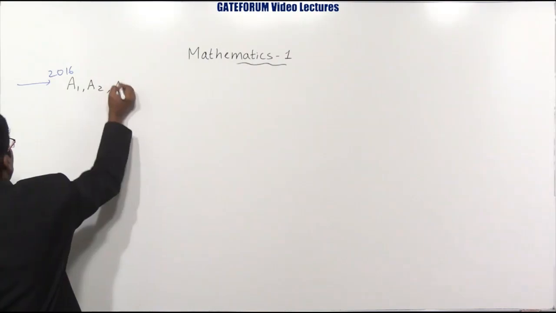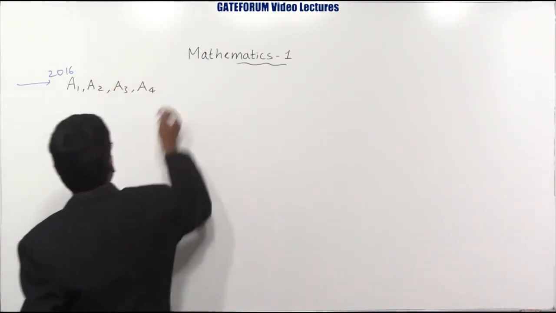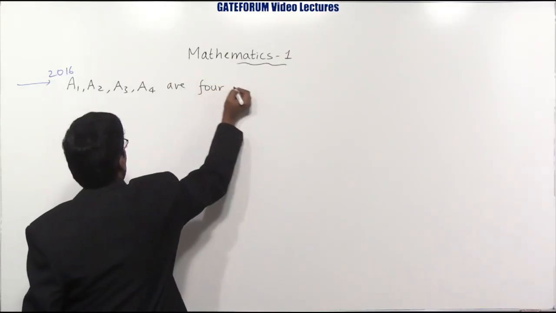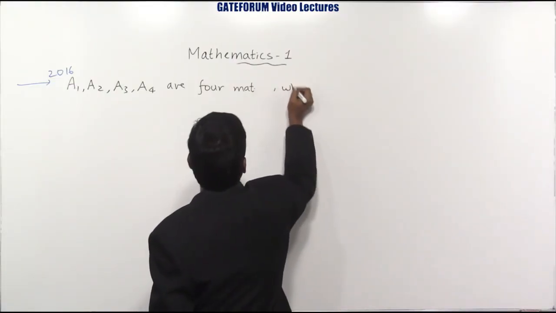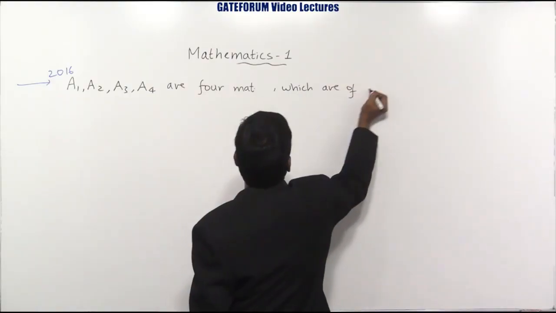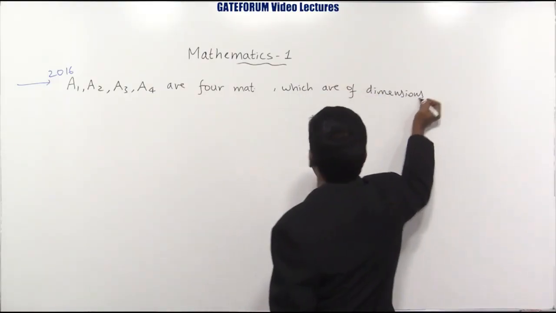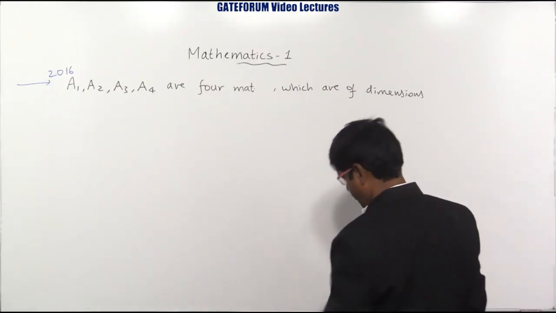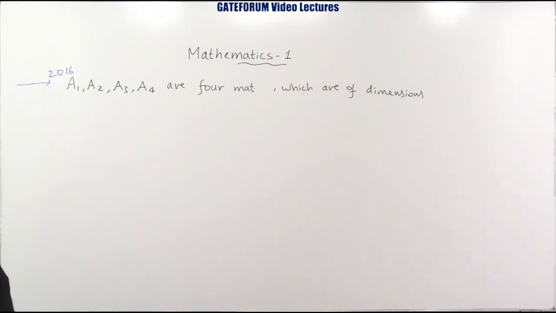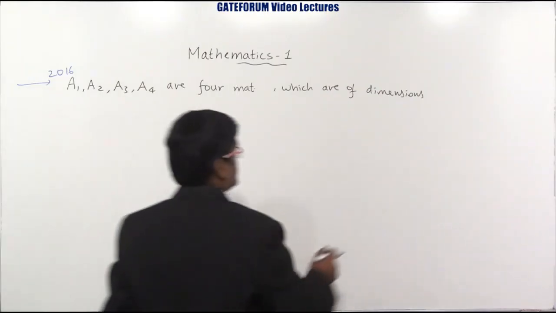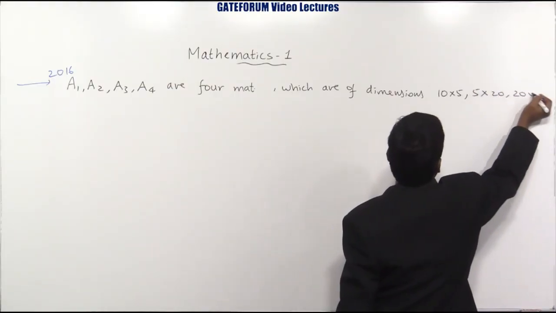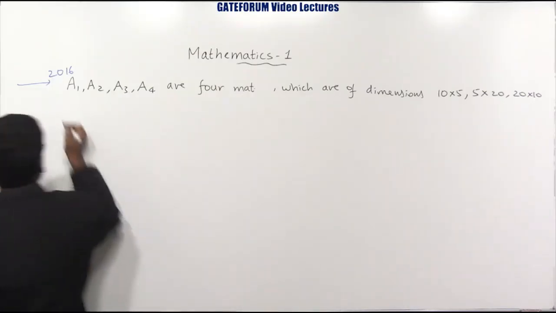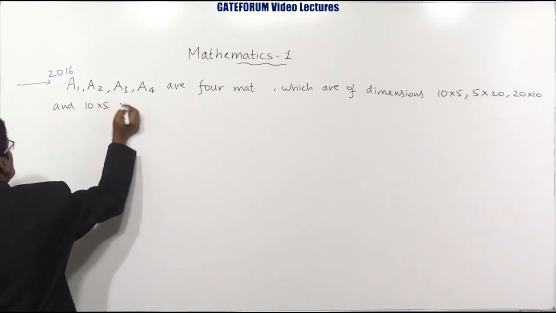A1, A2, A3, A4 are four matrices which are of dimensions 10 cross 5, 5 cross 20, 20 cross 10, and 10 cross 5 respectively.